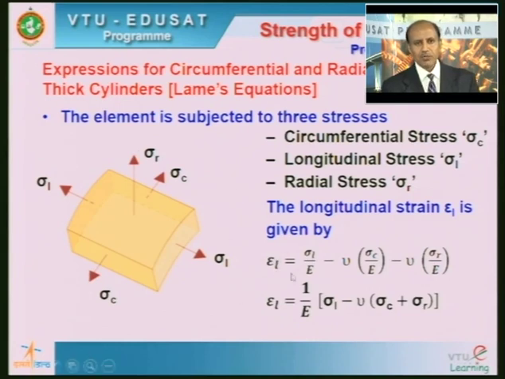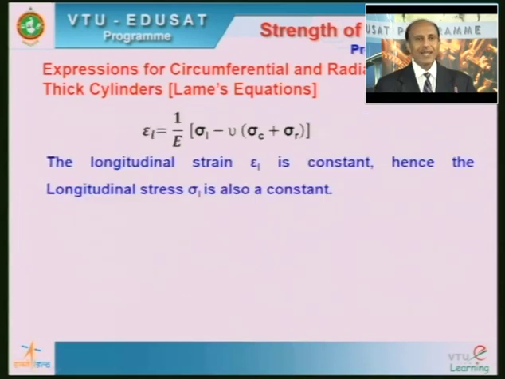That is, epsilon L equals sigma L by E minus nu times sigma c by E minus nu times sigma r by E, and if we simplify this, we get 1 by E into sigma L minus nu times sigma c plus sigma r. We club these two terms and write them here, and we have taken E outside. That is how we have simplified this. So I am rewriting that expression again. The longitudinal strain equals 1 by E, Young's modulus, into the longitudinal stress minus nu times the summation of circumferential and radial stress.